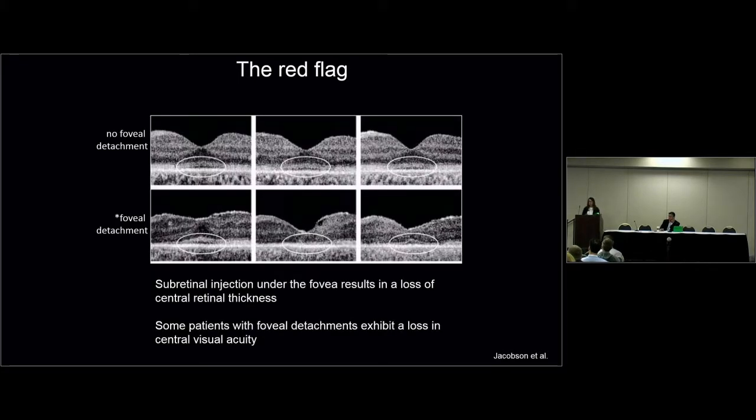So there was one red flag that came up from one of the groups that performed an LCA2 phase 1 clinical trial. And so this was from the University of Florida, University of Pennsylvania group. And what Dr. Jacobson noted was that when certain patients received subretinal injections under their cone-rich foveas, there was actually a loss of central retinal thickness, and in some patients a loss of visual acuity. This wasn't seen across all of the trials, but it was seen in this.